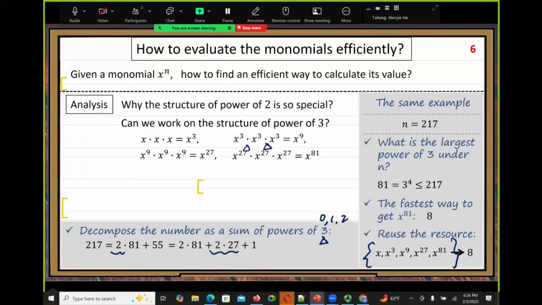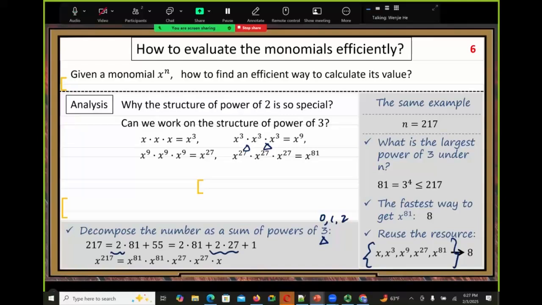Another 2 copies. Because in our ternary representation, we are allowed to use coefficient 2. That's why we can take 2 copies. But in the binary representation, the coefficient is not allowed to be 2. Only 0, 1. So for the ternary representation, we need to change a little bit. Then, our final representation, x to the 217.